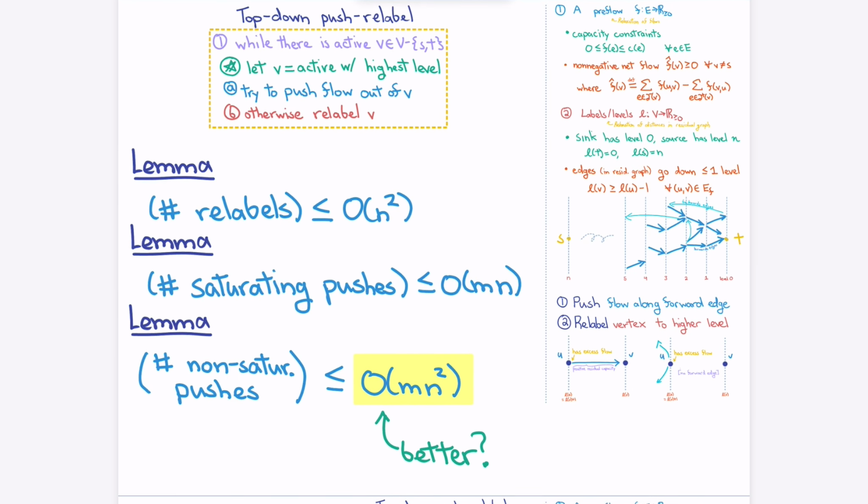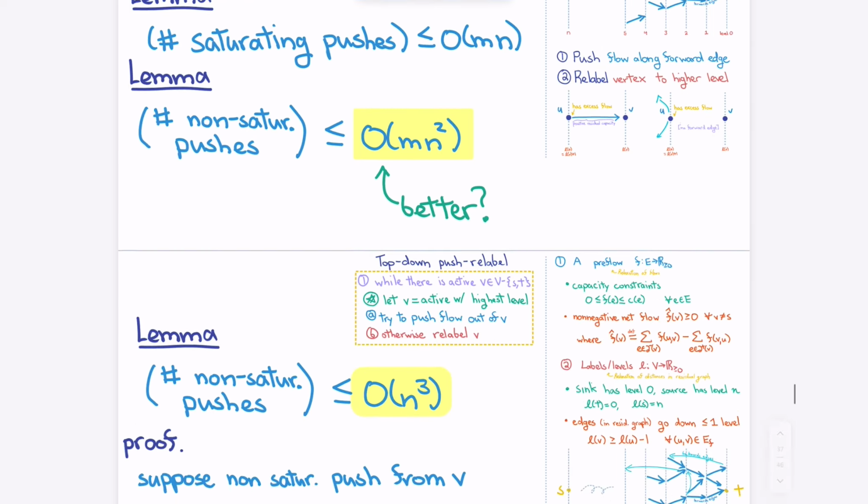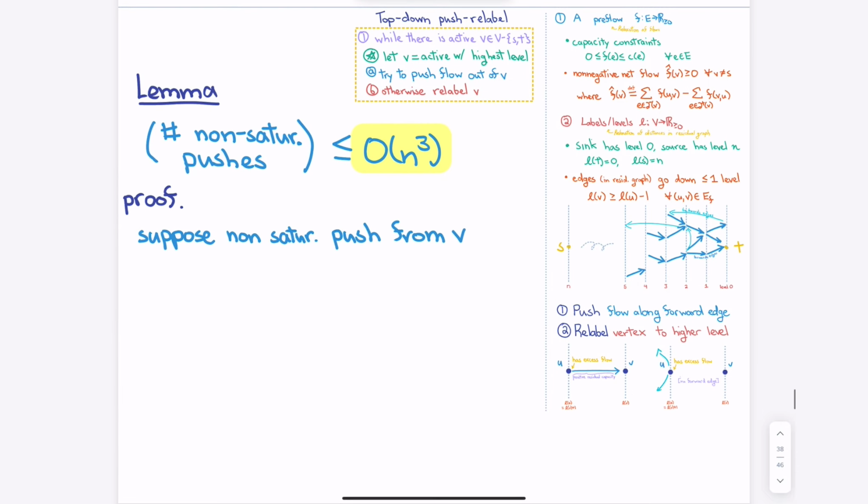Okay, so for the sake of getting a better running time, the real bottleneck was just these non-saturating pushes, right? These turned out to not be an issue. So we're going to see if we can figure out how to get a better bound on the number of non-saturating pushes. All right, so the claim is that if I always pick the vertex with the highest label to push, then there's at most n cubed non-saturating pushes. But why?